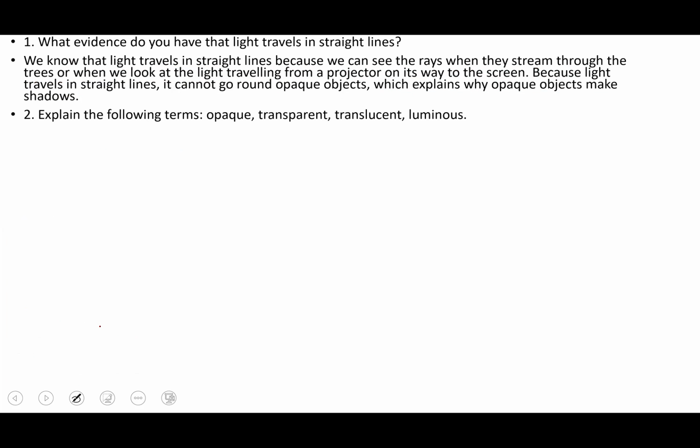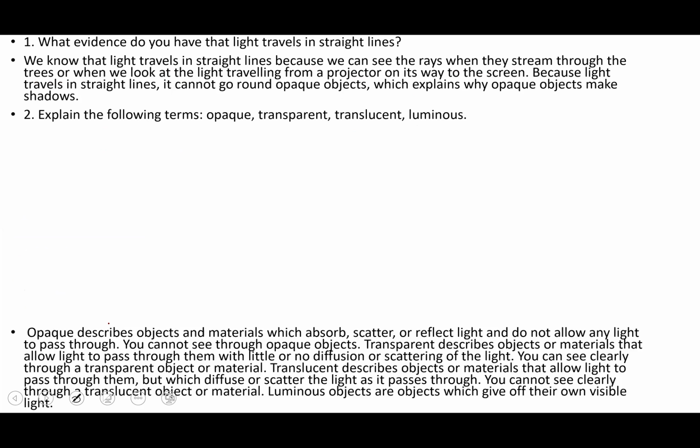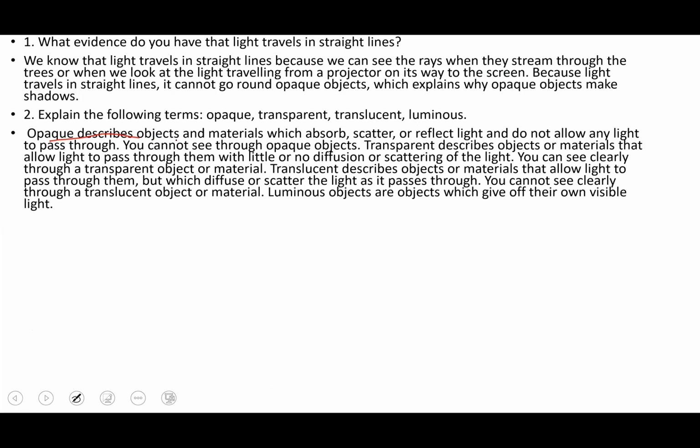Next question says, explain the following terms: opaque, transparent, translucent, and luminous. Let us answer that. Opaque describes the objects and materials which absorb, scatter, or reflect light and do not allow any light to pass through. You cannot see through the opaque object. Transparent describes the objects or materials that allow light to pass through them with little or no diffusion or scattering of light. You can see clearly through the transparent object or material.